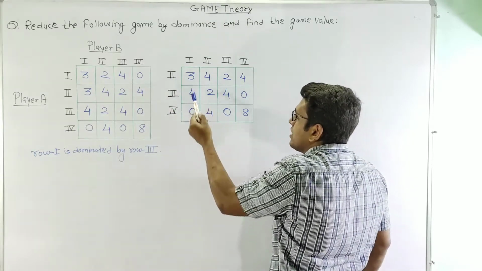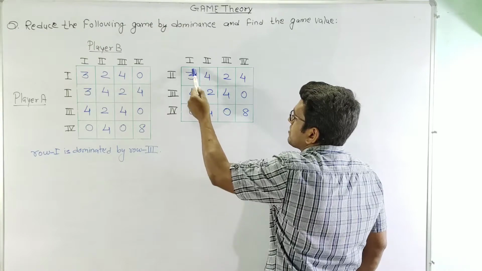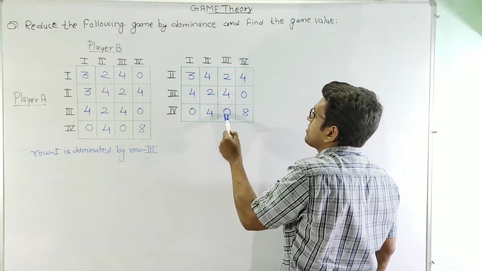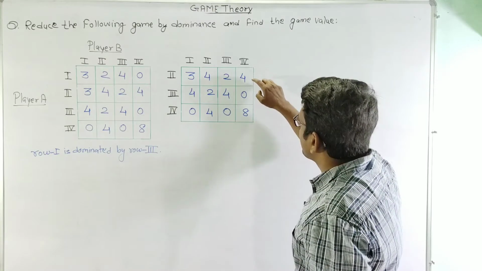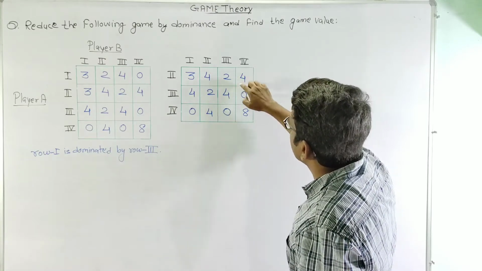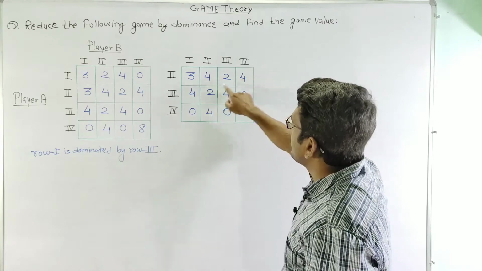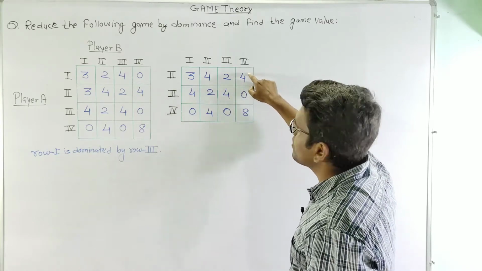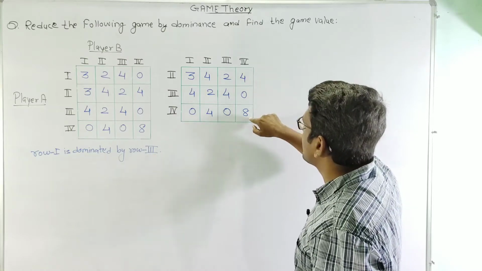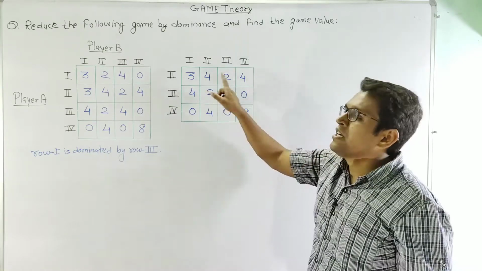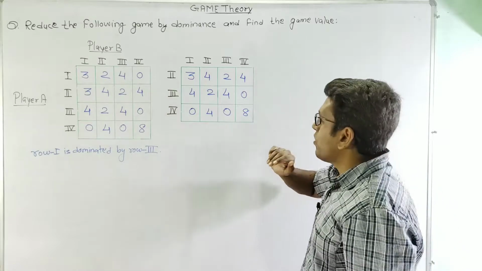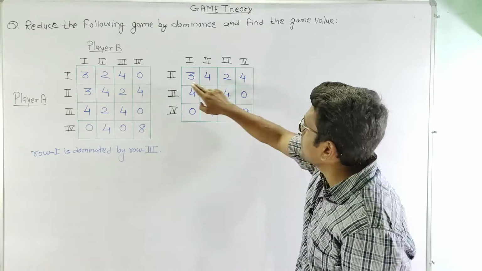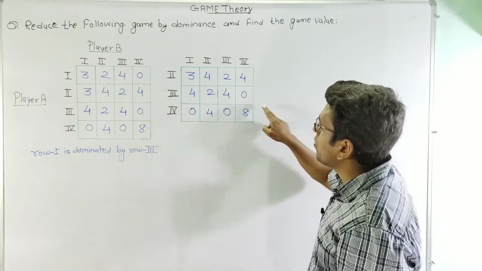So this is 3, this is 0, this one is greater. This is 4 and 4, they are equal. This is 2, this is 0, so this is greater. This is 4, this is 8, so this is lesser. So we can see here that these three values are equal to or greater, but this one value is lesser than this value. That means each element is not equal to or greater than. So we can say that there is no dominance between row 2 and row 4.